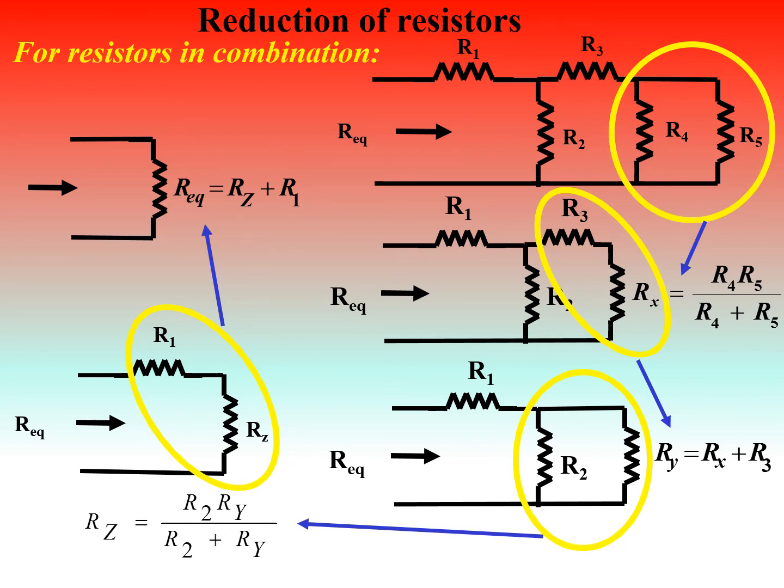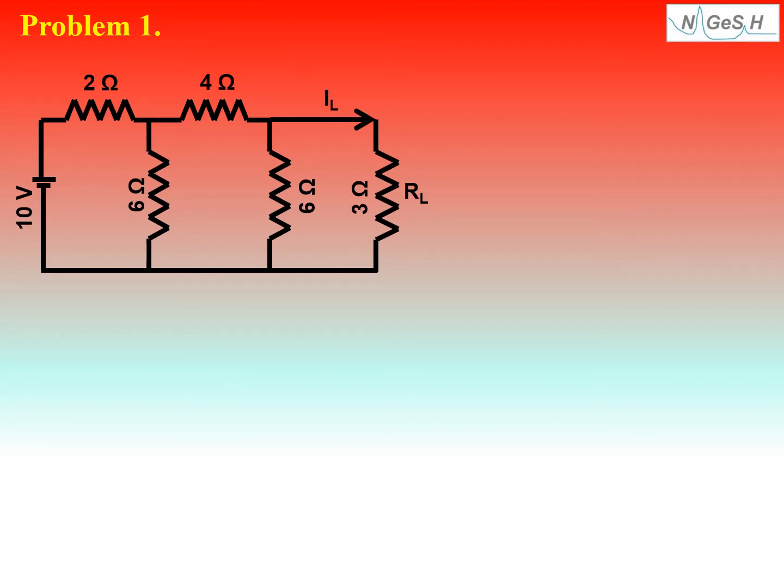So this kind of problem we have to solve in our daily life when we are using circuits. So let us see some problems from real problems. This is the circuit given. We have to replace all these resistors with an equivalent resistance and a 10 volt battery.